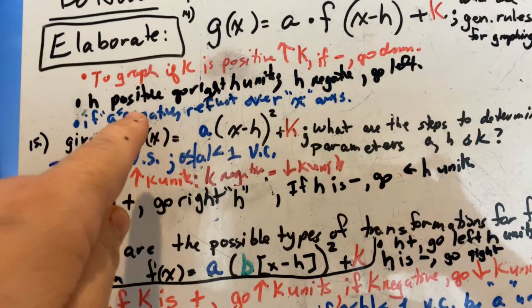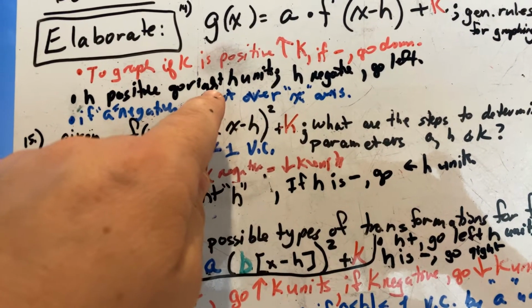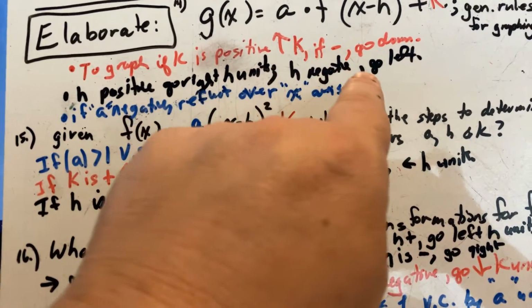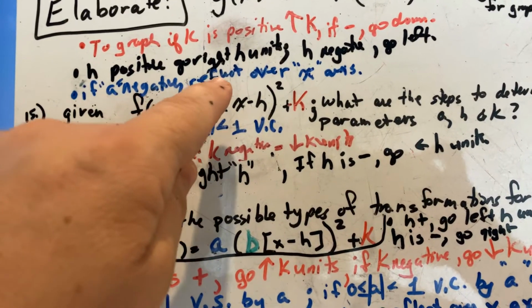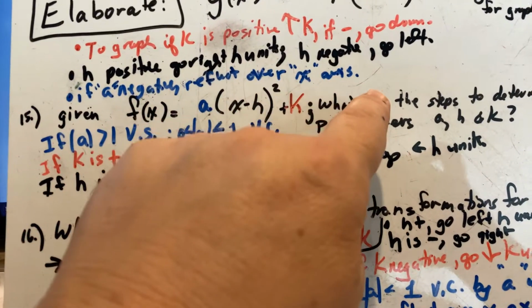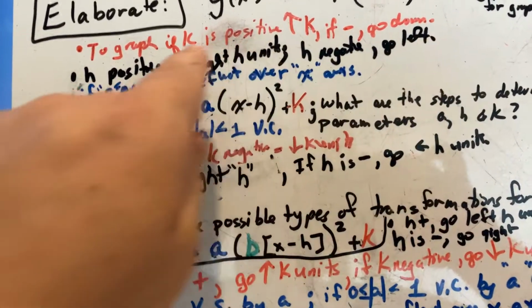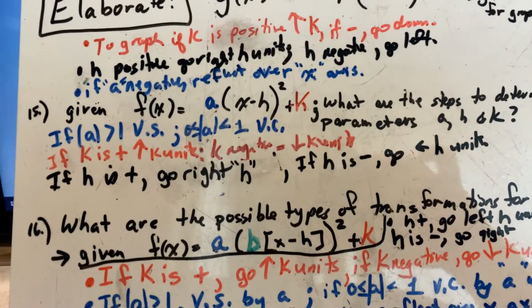If h is positive, you're going to go to the right h units. RT is my abbreviation for right, h, and then units. If h is negative, you're going to go left. If a is negative, you're going to reflect the entire graph over the x-axis. Now again, I know that h sometimes becomes a bit of a problem, but please remember there's a negative there. We'll address it again for number 15.